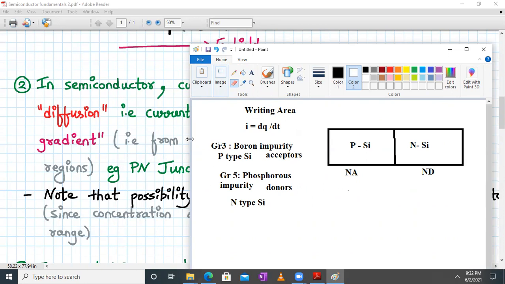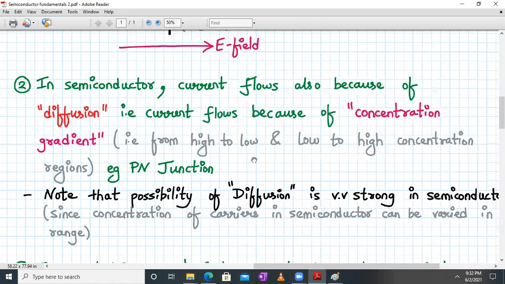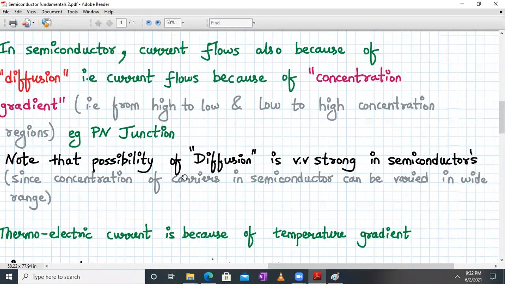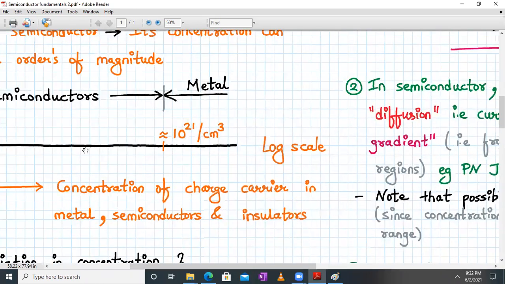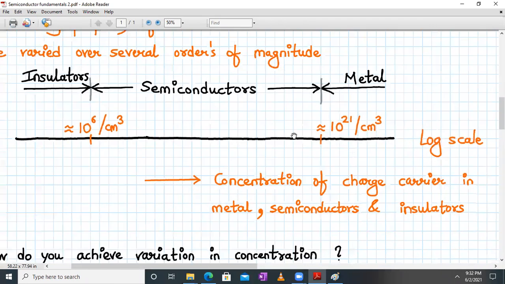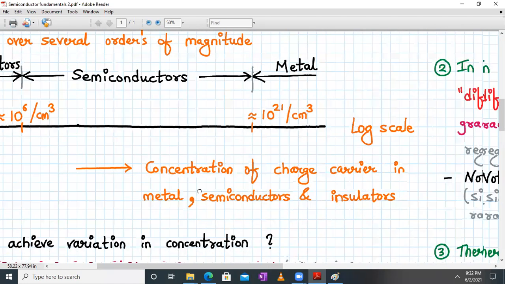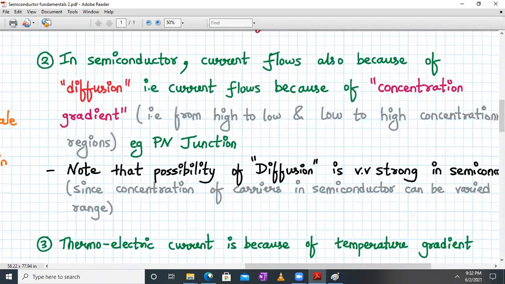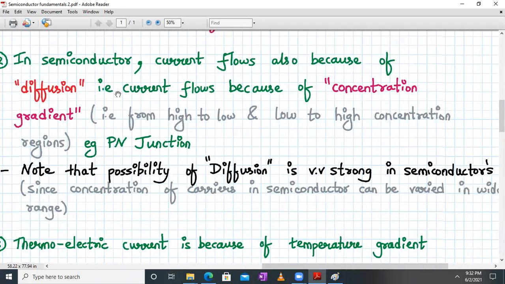Yeah, so let us go to the next point. That's what we have written: the possibility of diffusion is very, very strong in semiconductors, since its concentration can be varied from 10^21 to 10^6 per centimeter cube. So we will see the diffusion mechanism is also very, very strong in the case of semiconductors.